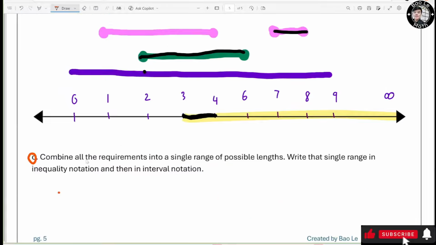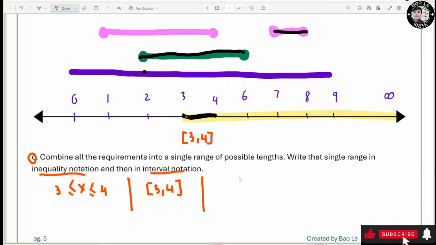Question C. Combine all the requirements into a single range of possible lengths. So the answer right here should be 3 to 4, right? So we have 3 less than or equal to s less than or equal to 4. Then the interval notation should be 3 to 4. Or if you want to write this one in set builder notation, you just write curly bracket, the value of s such that 3 less than or equal to s less than or equal to 4, right? And it's your time to stop.